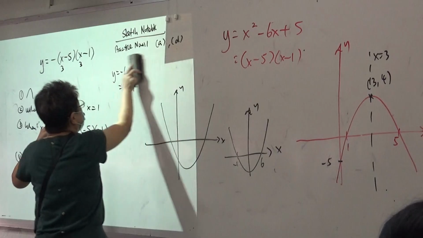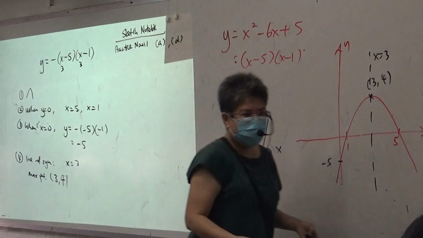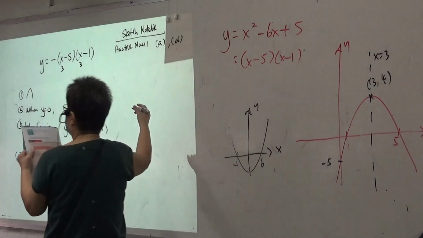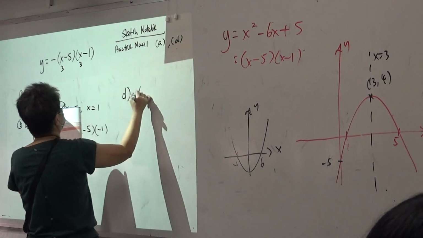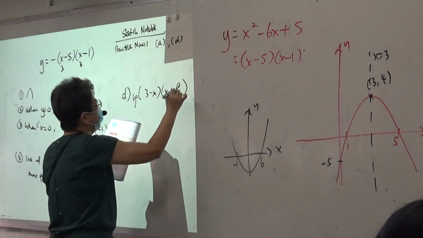Can you see this? Practice Now 11, A and D. But why did I choose D? Because there's a trick down there. A is no problem. Can we look at D? Can you see they write it this way?